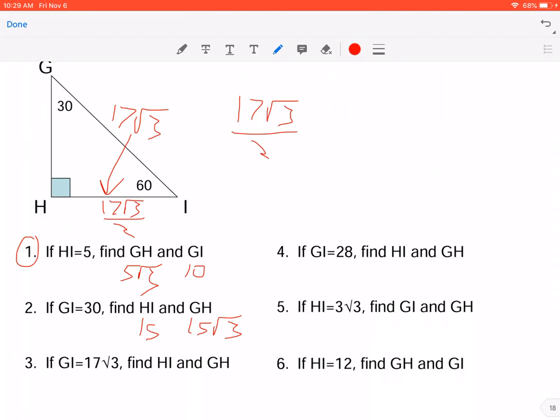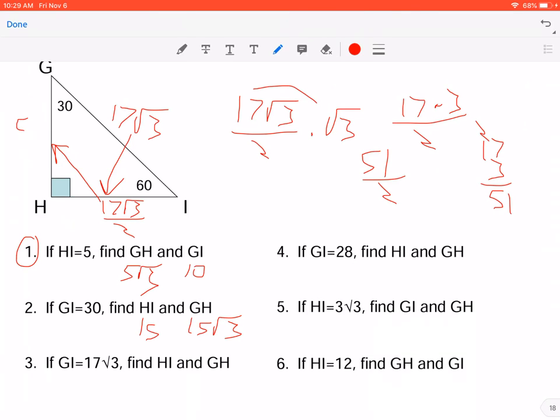To get to the long leg, we need to multiply that by radical 3. Okay, so 17 times 1 is 17. Radical 3 times radical 3 is just a 3 over 2. 17 times 3, that's 21, and 51. So that would be 51 over 2. So I got a 51 over 2.